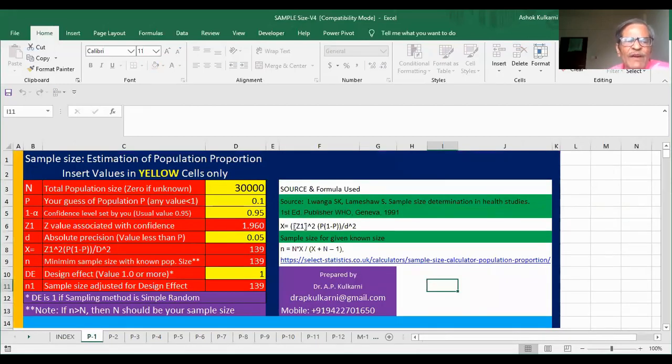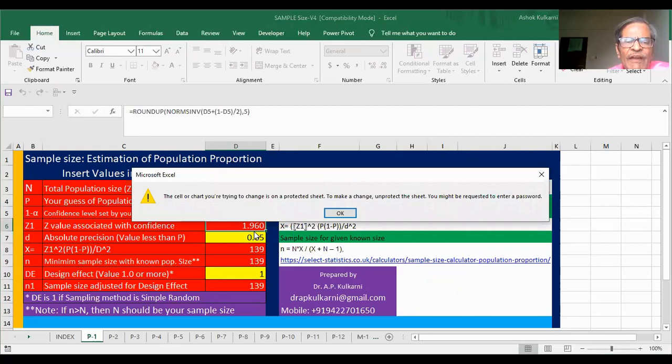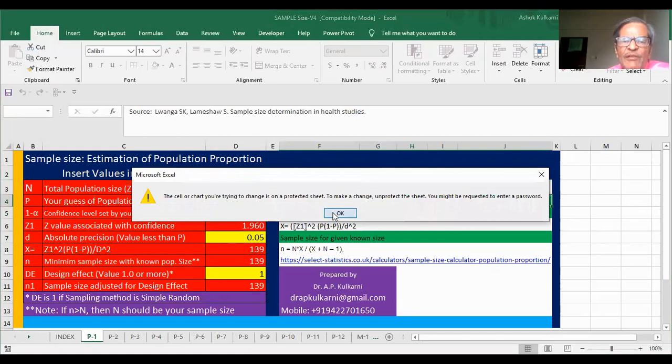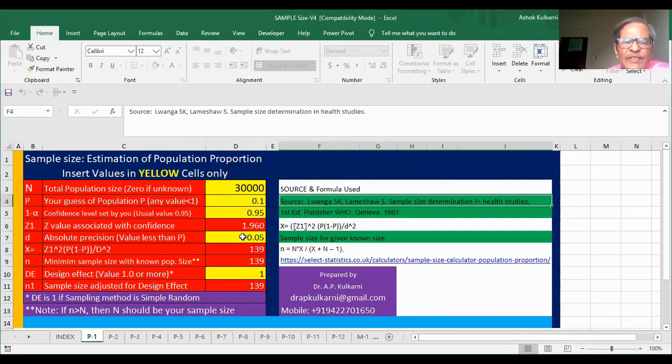And here you will find certain instructions are given. You will have to enter the values only in the yellow cells. You cannot enter the values in the red cell. For example, if you try to enter the values in the red cell, such an error message crops up. You will not be able to make any entry over here. So you are only permitted to make the entries in the yellow cells. The remaining things which are seen in the form of figures are calculated automatically.